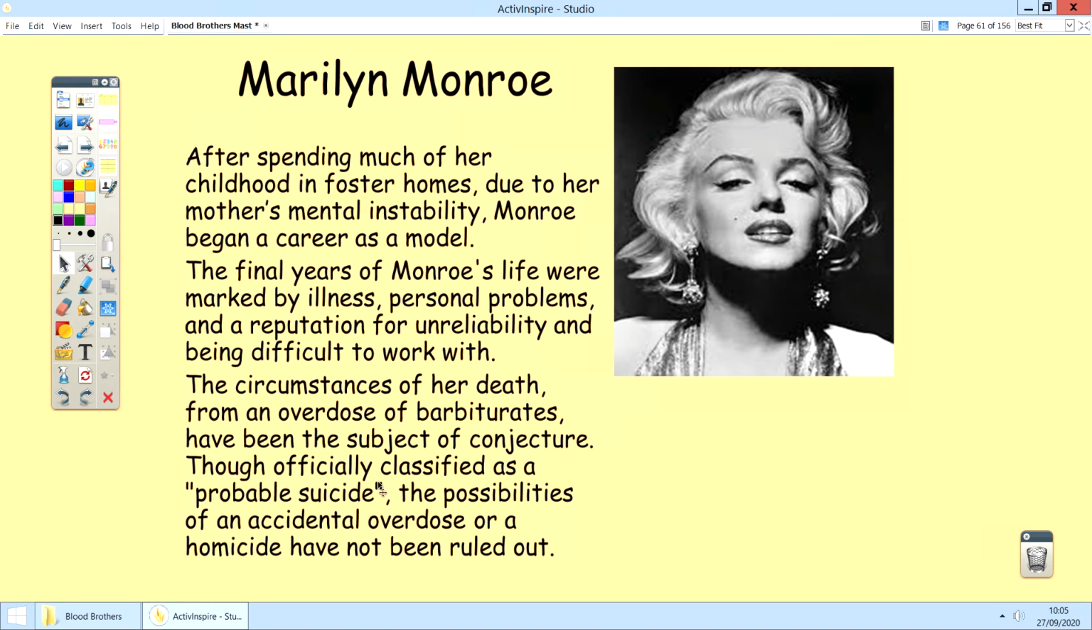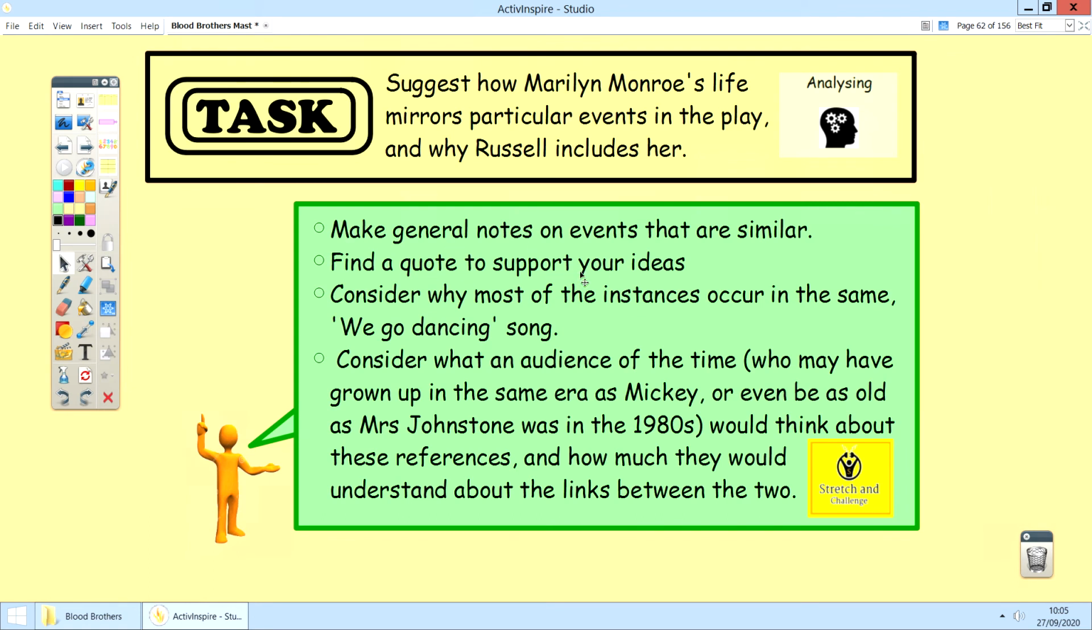There's also a lot down here that you might be able to link to Blood Brothers. You can find a quote to support your ideas. It's a good job we labelled everything in the play, otherwise you'd be searching for ages. Consider why most of the instances occur in the same song, Let's Go Dancing, and why most of the comparisons and most of the mentions of her appear in that particular song.